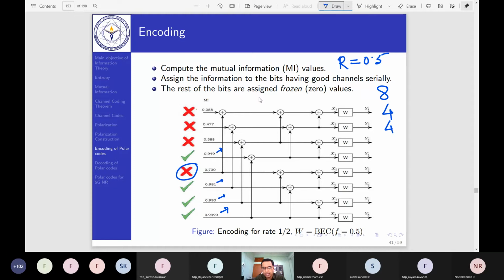Unlike the LDPC code, which is a universal code in the sense that it doesn't depend on the channel, the polar code is not universal. The polar code is specific to a particular channel. The selection of frozen bits and information bits depends on the underlying channel. If the underlying channel is different, then this ordering, these mutual information values will be different, and some other bits can be selected as the information bits. So it is channel specific.